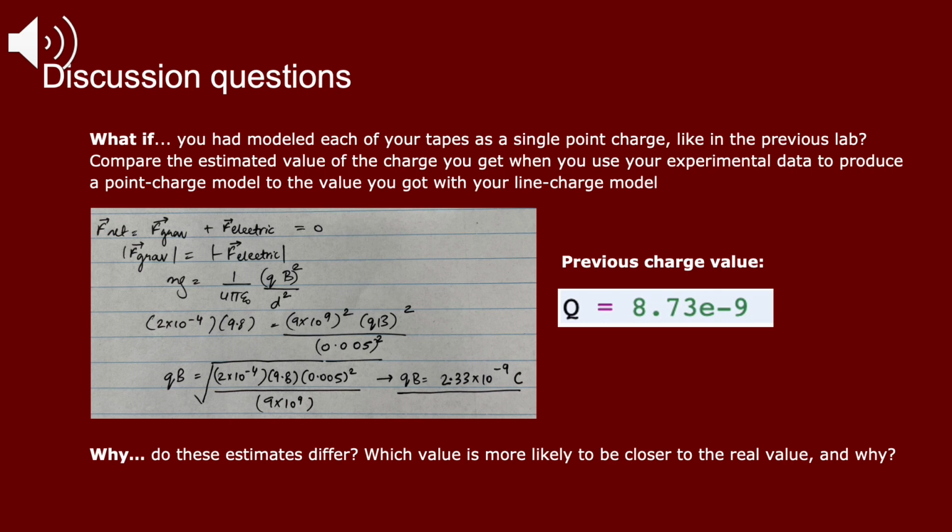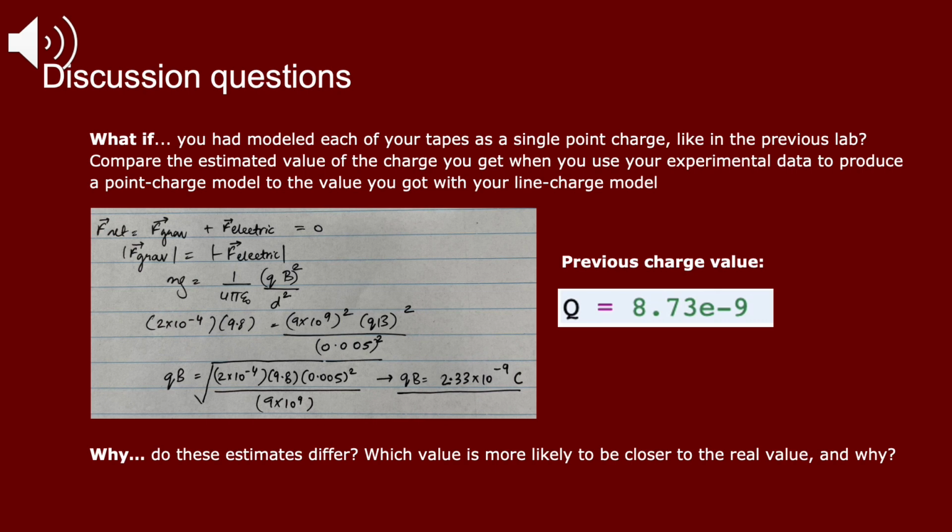So in order to treat the charge tape as a point charge, because that's what we did in the previous lab, we would equate the gravitational force to the electric force. So the magnitude of the gravitational force is equal to the magnitude of the electrical force. But instead of using the formula for the electric field of a line, we'll use the formula for the point charge, which is given by Coulomb's law. So mg is equal to 1 over 4 pi epsilon into charge divided by r squared. This gives us a value for the point charge to be 2.33 into 10 raised to minus 9 coulombs.